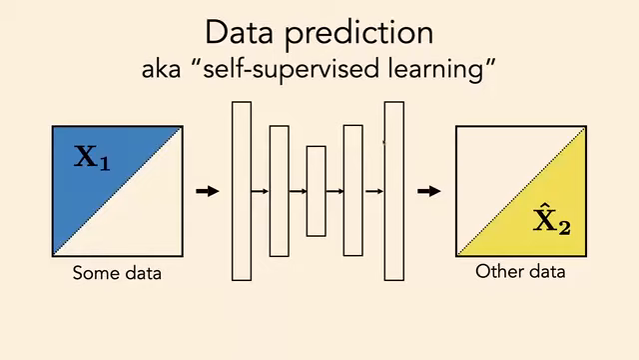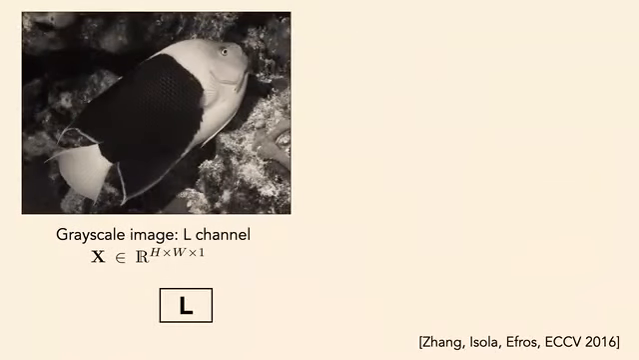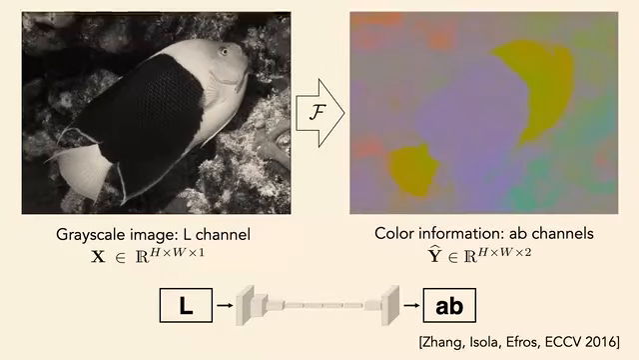So here's an example of this setup. This is the colorization problem I showed you before. Try to predict the colors from a black and white image. And this is a self-supervised method that tries to predict part of the raw data, the color channels, from another part of the raw data, the black and white channel.